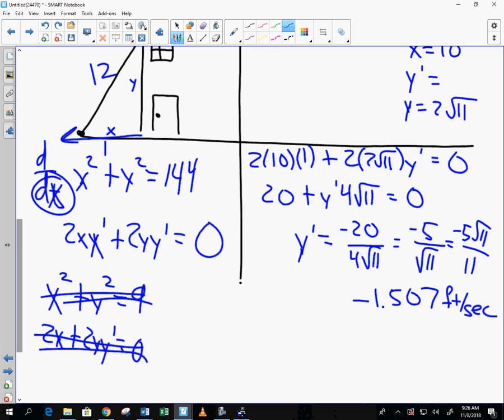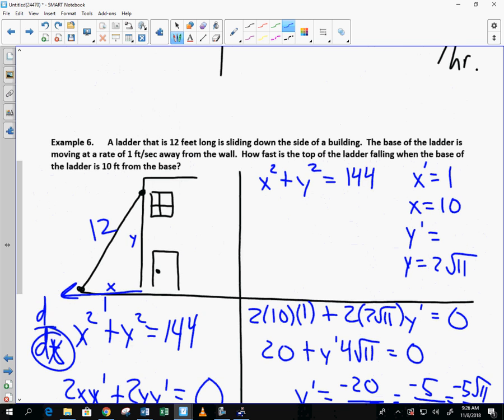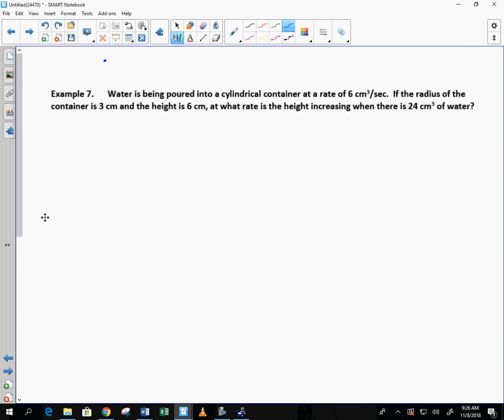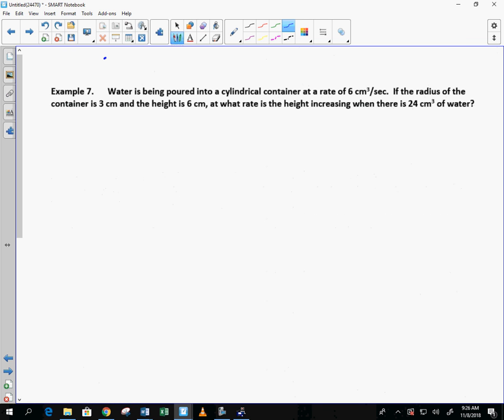Right here? Thank you for asking. So you know x is 10, correct? So I've got 100 plus y squared is equal to 144. Got it now? Good work. All right, you're almost there. We really need to get through these two more. We'll finish off the related rates notes tomorrow.